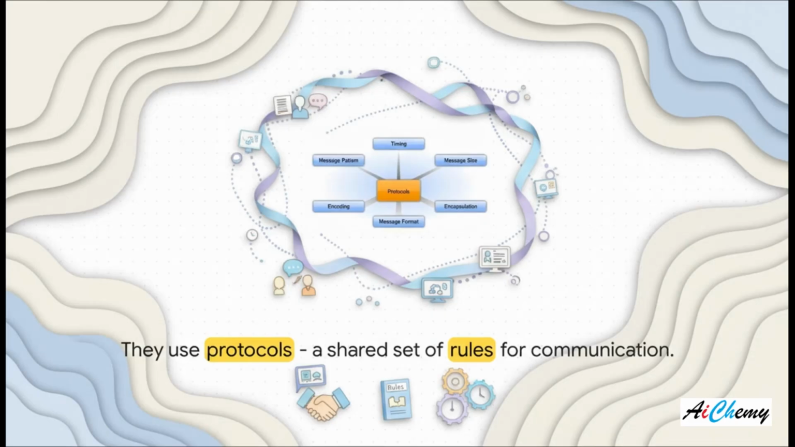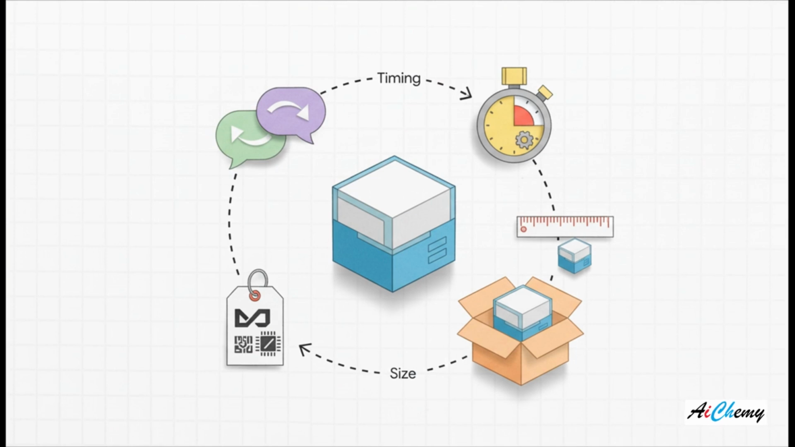And the answer is protocols. You can think of a protocol as the shared language and the proper etiquette of the internet. And this is the magic right here. These invisible rules are the only reason any of this works. It's a huge global agreement that lets a phone in Tokyo and a server in Toronto understand each other perfectly every single time. It's kind of amazing. And these rules are incredibly specific. Protocols define everything.